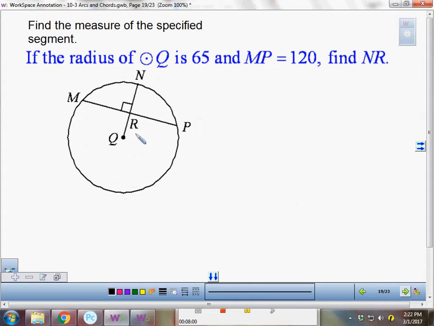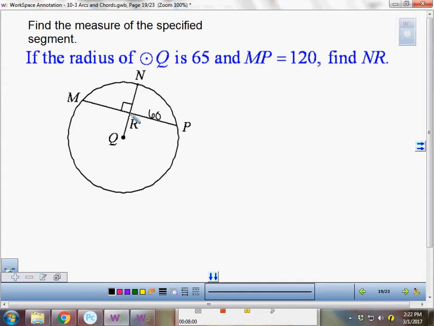All right. So the radius of circle Q is 65. So that means from here to here is 65. From the center to the side, 65. And then I know that MP, so this chord all the way across, is 120. So since this is perpendicular, I know this cuts into equal pieces. So I half the 120, that gives me 60. And if you look at this, you might be thinking, well, I don't think that I have enough information to find QR, so it would be this piece right here.